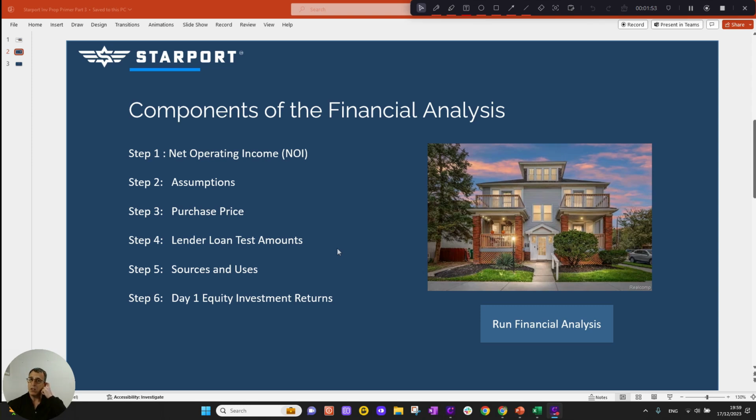Finally, we're going to look at the lender loan test so we can get an assumption, back of the envelope, of what the range of lenders and loan amounts should be. And we're going to put our lender caps on, and really begin thinking like a lender would. We're going to look at the sources and uses so we can take a deep look at how much money the property is going to need, this project is going to need, and where that money is going to come from.